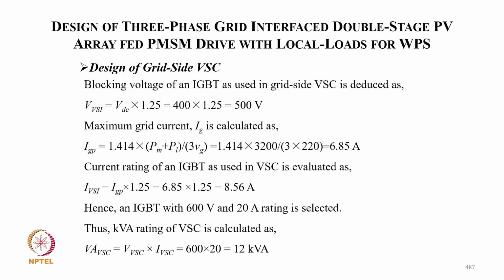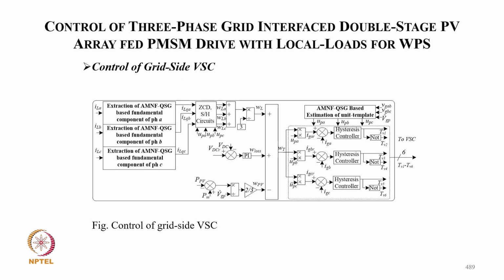So design of the grid side converter, the VSI voltage is considered 500 and accordingly ratings are selected. And this is the control of the grid side converter. We have a load that may be non-linear, so we can filter the fundamental current, and then we have a weight corresponding to that, so we calculate the load power, then DC link voltage control gives the loss component and the PV power gets subtracted. It may vary accordingly, and the weight is decided.